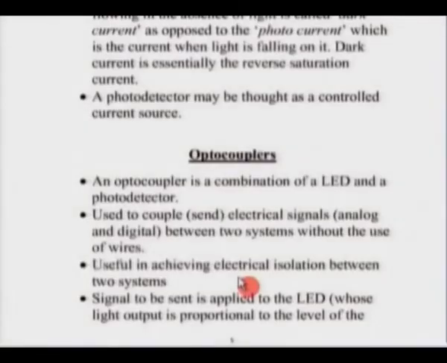And it is an extremely useful device which is used for achieving electrical isolation between two systems. There are many practical applications where you cannot take a signal from one system to another system through a wire. In such systems, you can use optocouplers, and it is very easy to make an optocoupler in a lab. You just need to paste, maybe just tie together, an LED and a photodetector, and you could do very interesting experiments.